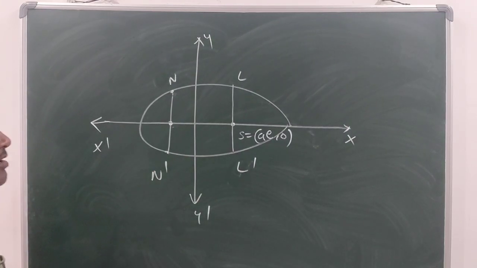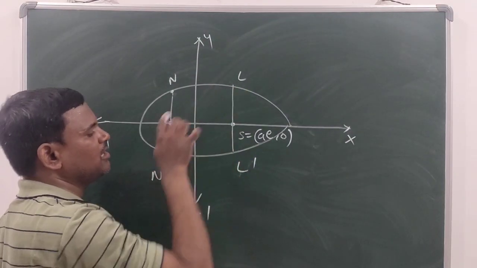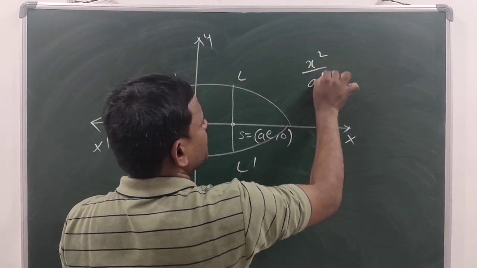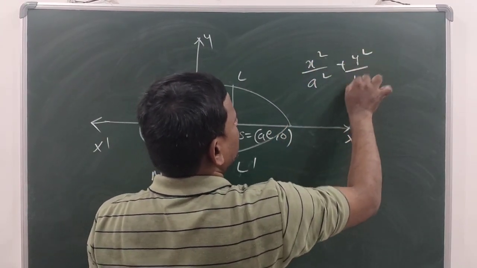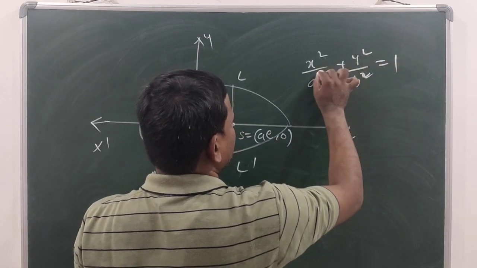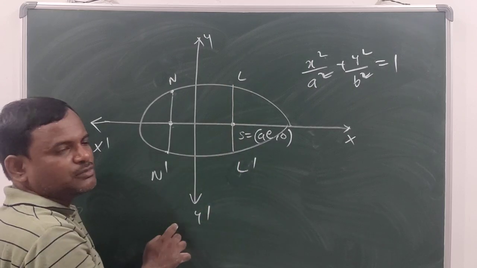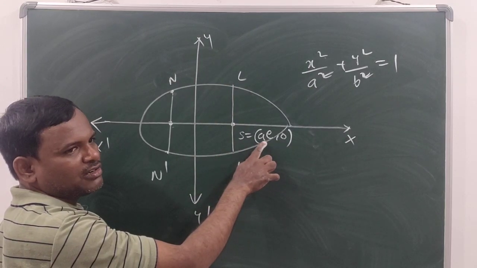Both lengths will be equal. Okay, how much is the length of the latus rectum? Tell me. Here x square by a square plus y square by b square is equal to 1. Now here it is passing through (ae, 0).